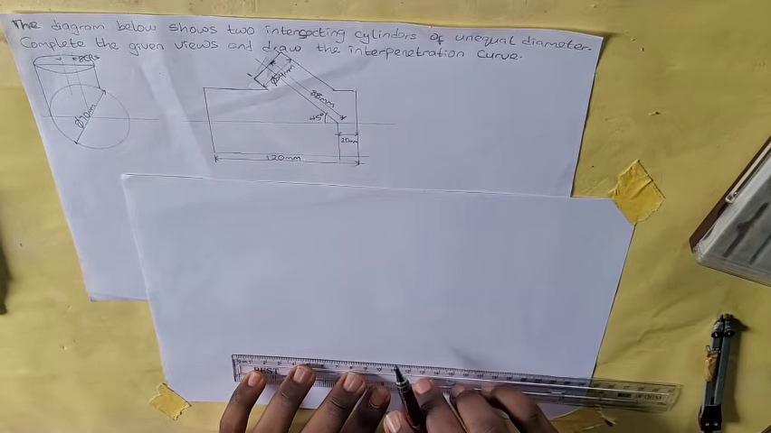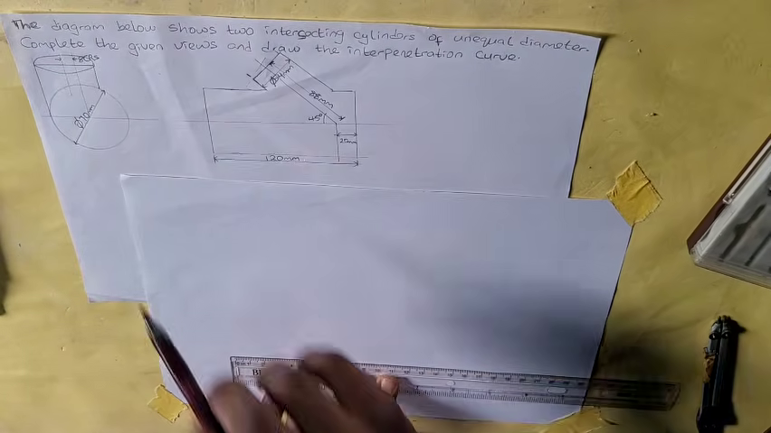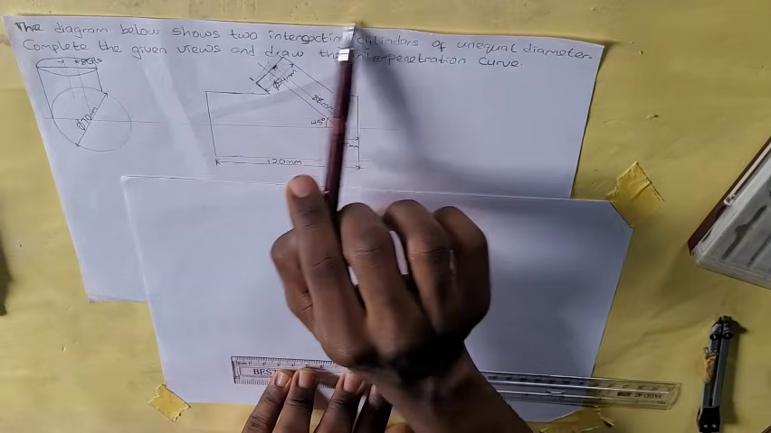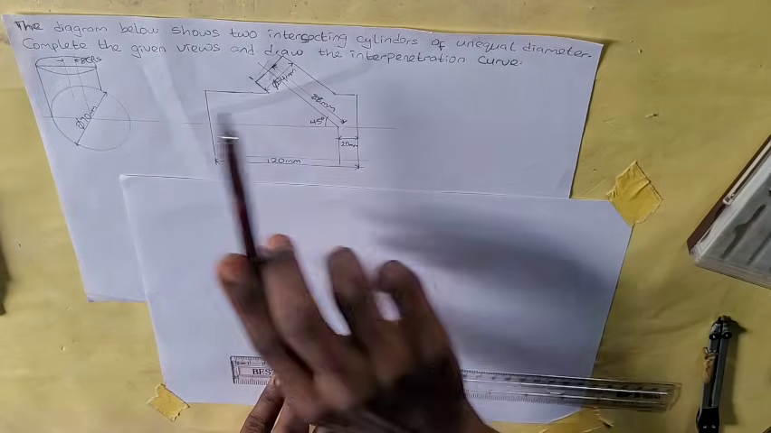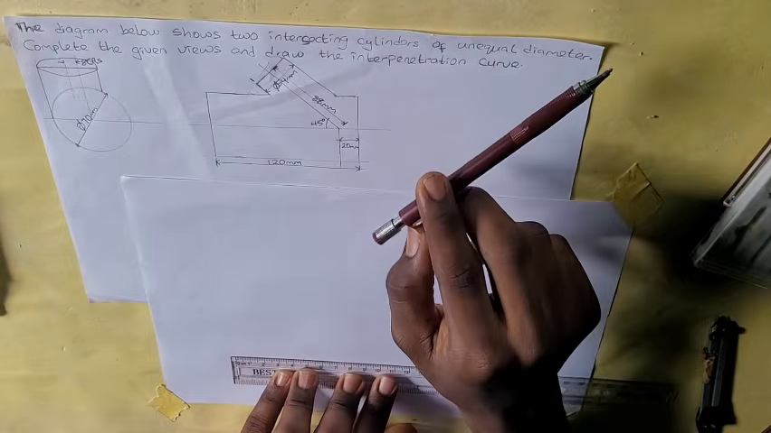Today we are going to look at interpenetration or intersection curve. The question says, the diagram below shows two intersecting cylinders of unequal diameter. Complete the given views and draw the interpenetration curve.